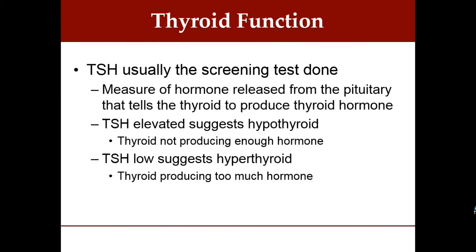The test that is usually done to try to identify if there may be a thyroid problem going on is called the TSH. This is a measure of what's called thyroid stimulating hormone. This is a hormone that's released from the pituitary gland, which is a gland in the brain that secretes hormones. It tells the thyroid that it needs to produce more hormone. If this level is elevated, this actually suggests hypothyroidism or low thyroid. That basically means that the thyroid isn't producing enough hormone. So the pituitary is telling the thyroid gland, we need more thyroid hormone, and the gland isn't able to keep up.